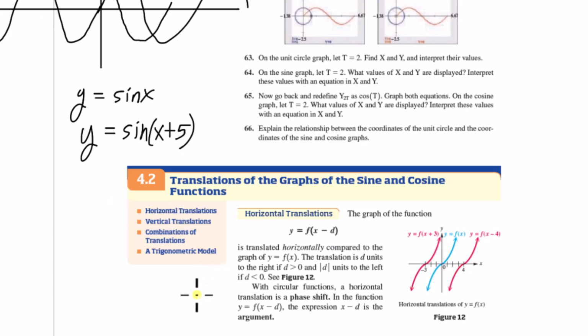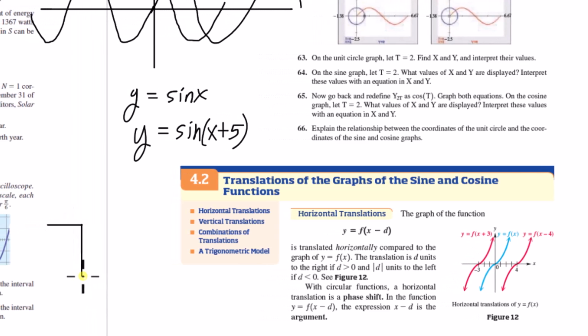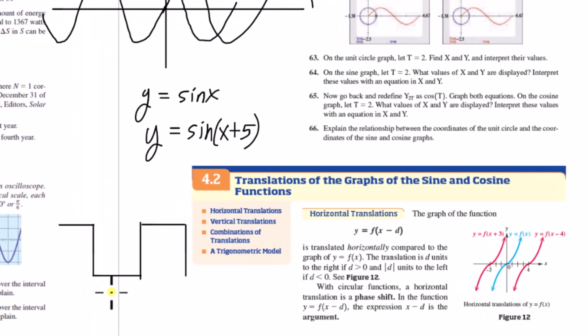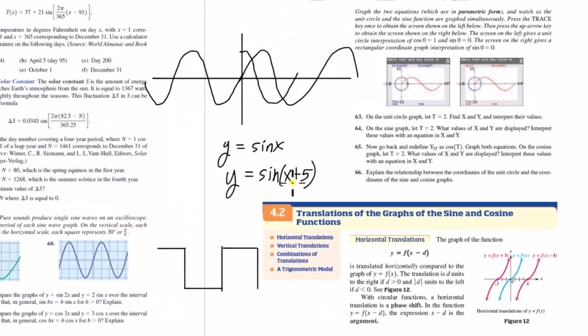Now, just note that this term phase or phase shift is applied to any periodic function, not just sine or cosine. So a square wave, whatever, you can think about it having a phase shift. All right, so it says in the function y is equal to f of x minus d, the expression x minus d is the argument. In any function, what you plug into the function is the argument. So x plus 5 is the argument here.